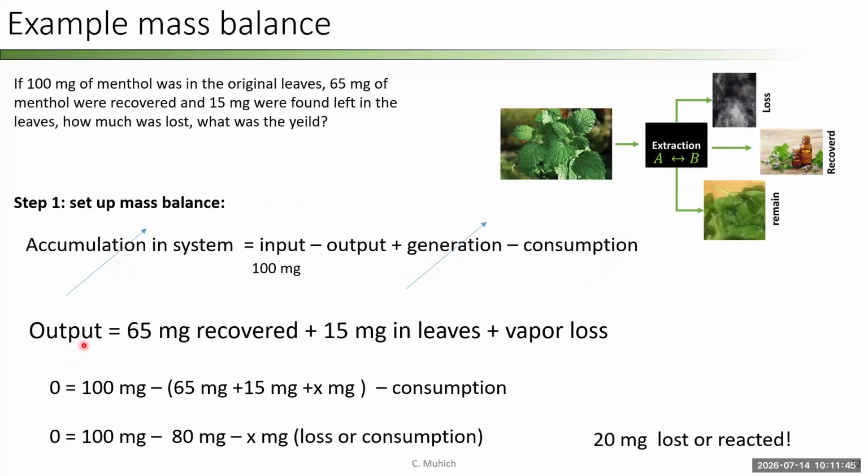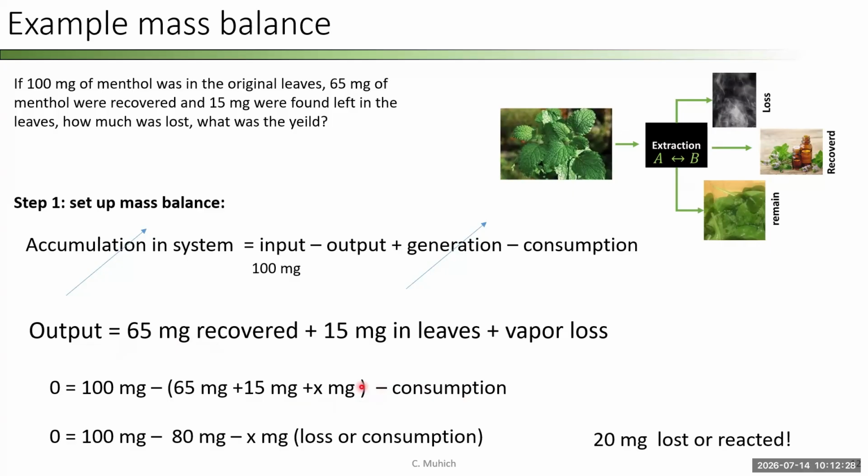If we look at our output, we have the 65 milligrams that were recovered, the 15 milligrams that were left in the leaves, and any amount of vapor which is lost. We can just say that this is x milligrams, because we don't know. So if I put these into numbers, we have zero accumulation, 100 milligrams in. We subtract off the output, so that's 65 milligrams plus the 15 milligrams in the leaves, plus some amount that's lost to vapor. And then we also subtract off the consumption.